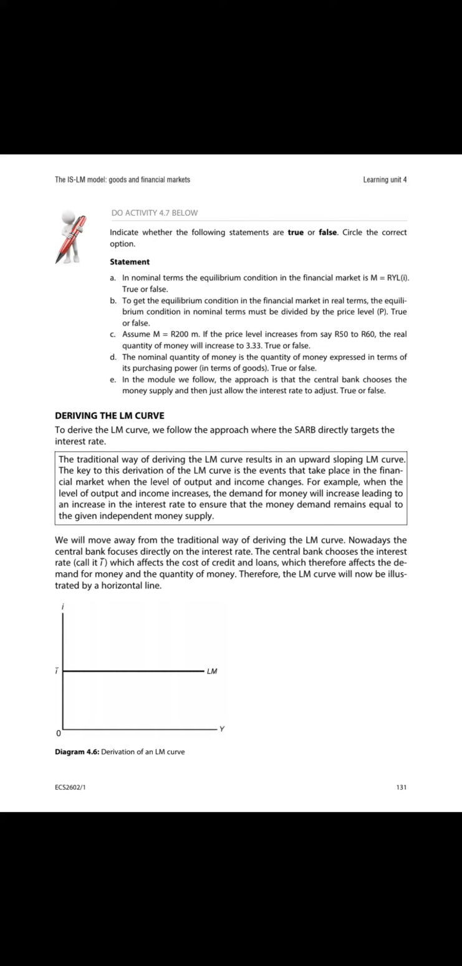Let's first talk about the traditional way of deriving the LM curve. This results in an upward sloping LM curve. The key to this derivation is the events that take place in the financial market when the level of output and income changes.